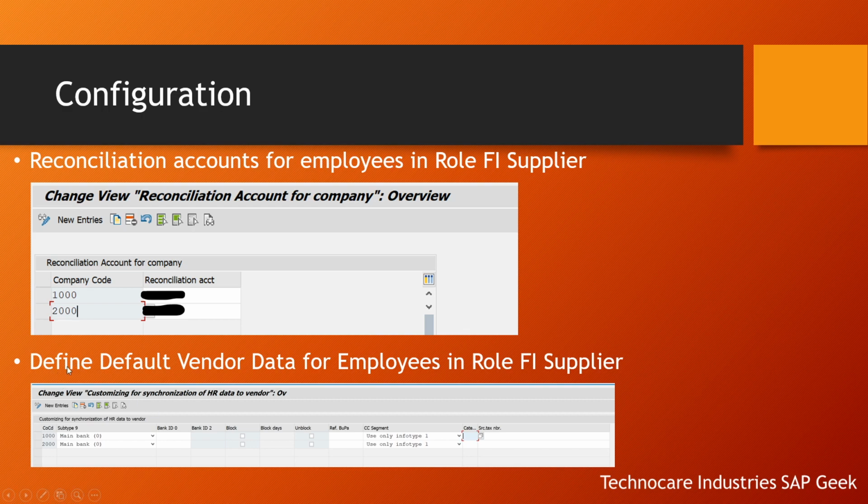Again, the final step is to define the default vendor data for employees in Role FI Supplier. So here we have a customizing table basically, where we give company code wise entries. When we create new entries, all the remaining columns should be kept as default. When you create new entries over here and give corresponding entries for different company codes which are present in our landscape, whatever default values come over here, we just need to save the entries as it is.